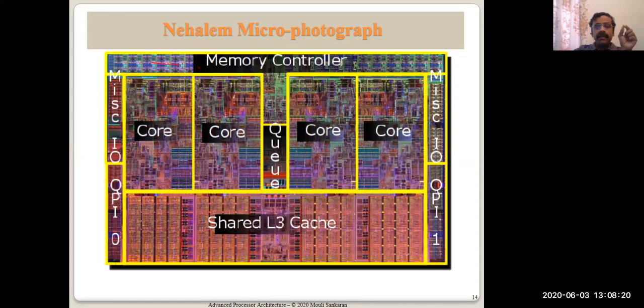And then you see the memory controller. This is for accessing the main memory. It is occupying those spaces. Remaining IO, all the IO modules are here. So this is the relative size of each of those circuits occupying space in a chip. It is a micro photograph of a real Nehalem chip and gives you an idea of how they have architected it.